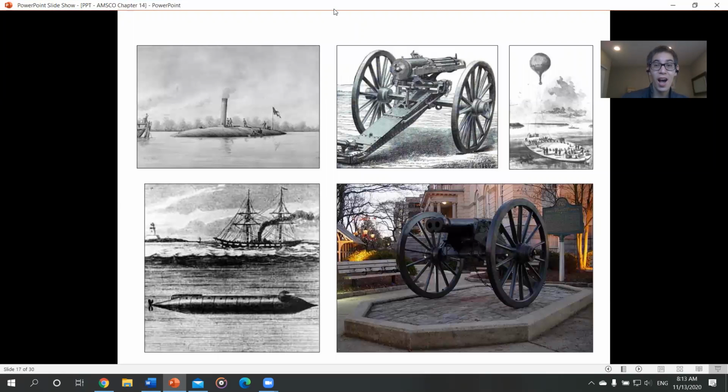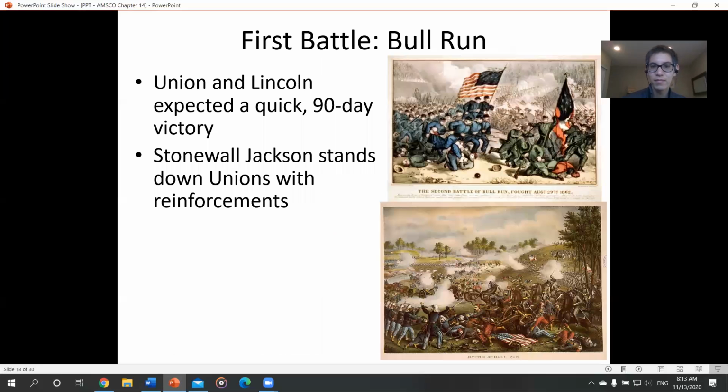They also used hot air balloons to spy on the South. So they would send hot air balloons high up into the South to kind of observe military positions. They used the first submarines as well to spy and to sabotage Southern ships. And then we have cannons as well.